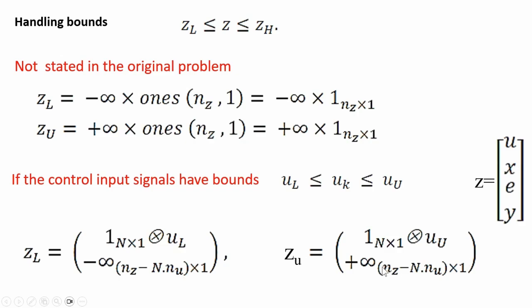If you want to include the bounds on the control inputs, here inside the bracket it means this many number of rows and one column. The same thing applies here also.